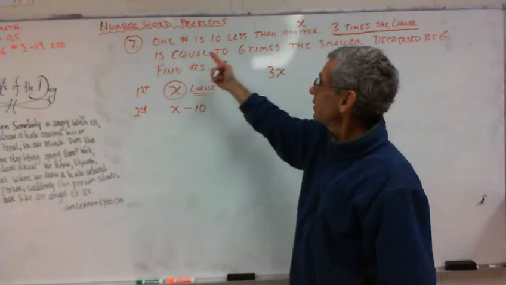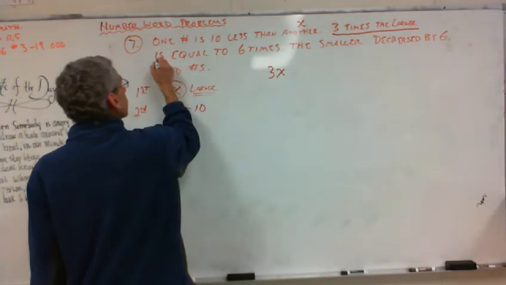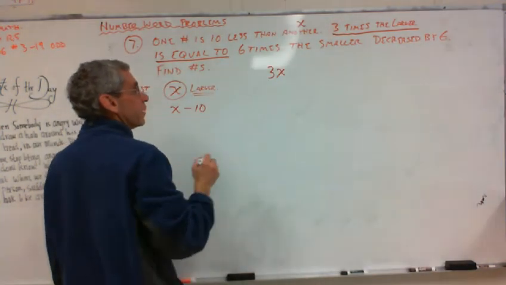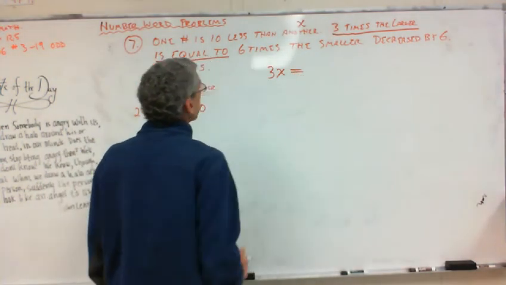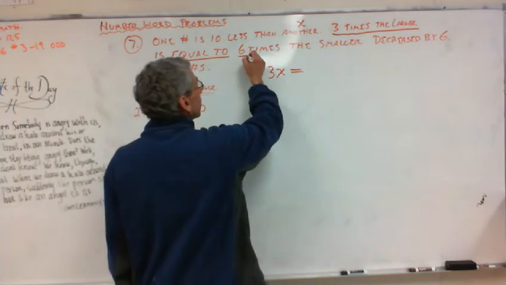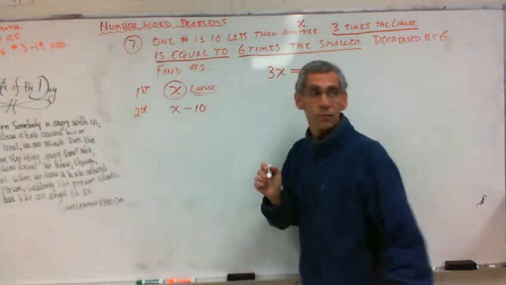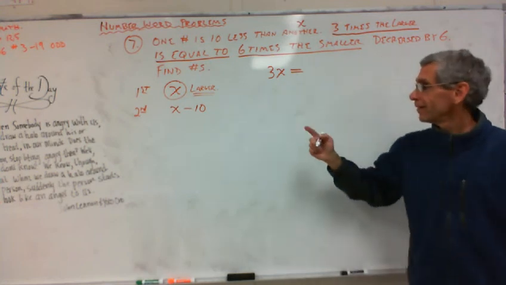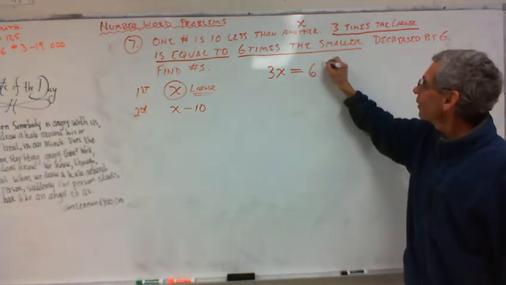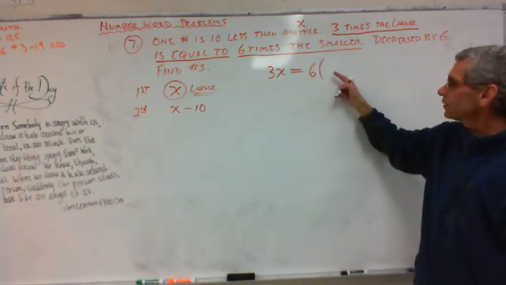And then it says is equal to. What do I put for that? An equal sign. Great. And then it says 6 times the smaller. What do I put for that? Violet? The 6 parentheses. 6 times. Parentheses always means times.